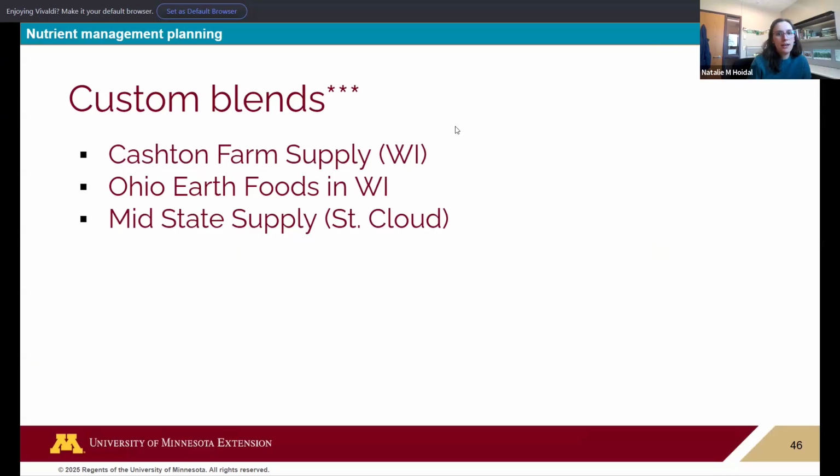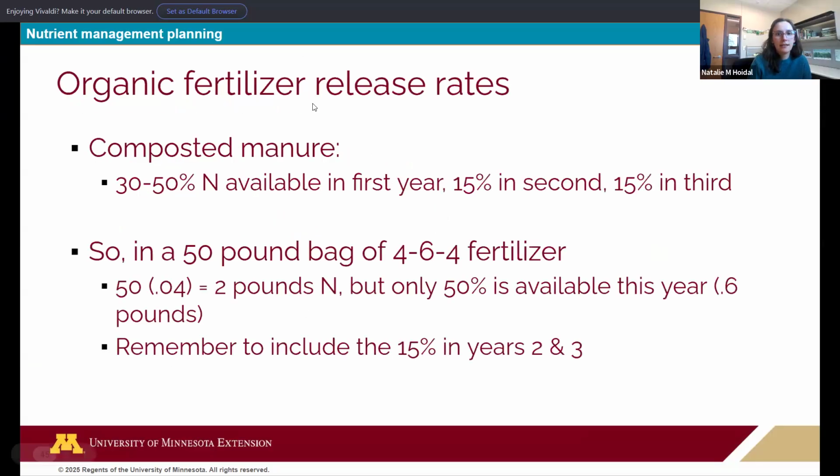And I'm going to end with a caveat here. I alluded to this earlier when I talked about compost. Let's say for composted manure, you might buy a bag labeled 4-6-4. Not all of that nitrogen is going to be available in the first year, and that makes the calculations kind of challenging too. It's usually 30 to 50% available in the first year, 15% in the second, sometimes even 15% in the third.